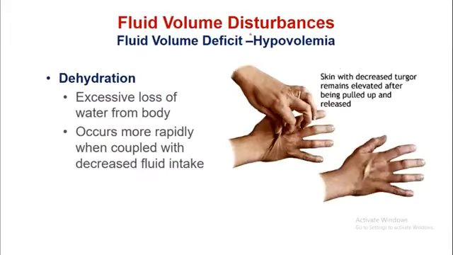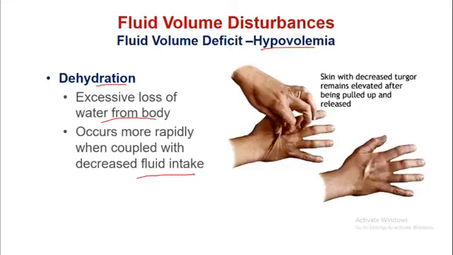Fluid volume disturbances. Fluid volume deficit, a condition known as hypovolemia. An important cause is dehydration, excessive loss of body water from the body, and it occurs more rapidly when coupled with decreased fluid intake. Whenever dehydration is present and it is coupled with a decrease in body water intake, then the condition will be more severe.